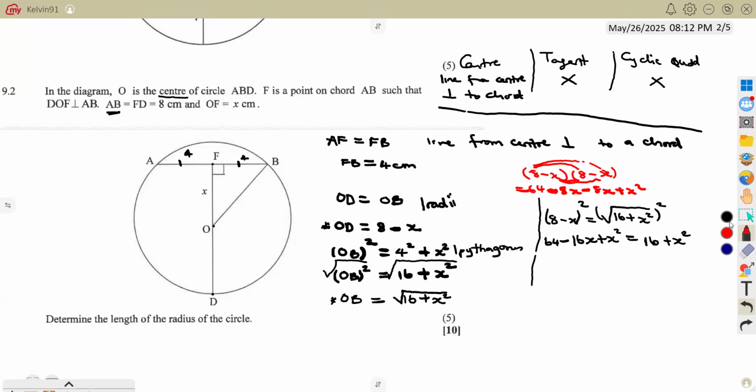Then from there, we can simplify this, take this x squared to this side. So this x squared, if we combine it with this x squared, it's gone. Then here we take the negative 16x. If we take this 64 to this side, it's going to be 16 minus 64. We are going to get a negative 48. Then dividing both sides by a negative 16.